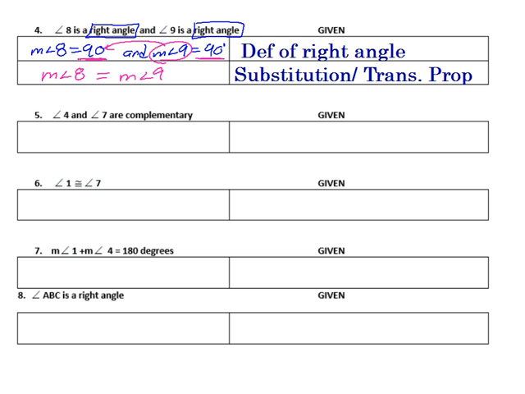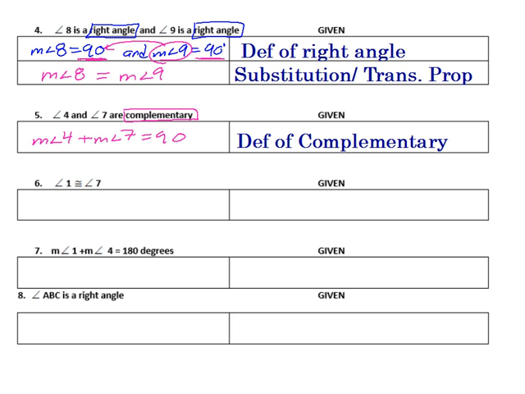Next one, if I tell you that angle 4 and angle 7 are complementary, I'm using a vocab word. So complementary means that the measure of angle 4 plus the measure of angle 7 is equal to 90 degrees. Why? That's the definition of complementary. Here's my vocab word, here's my reason why.